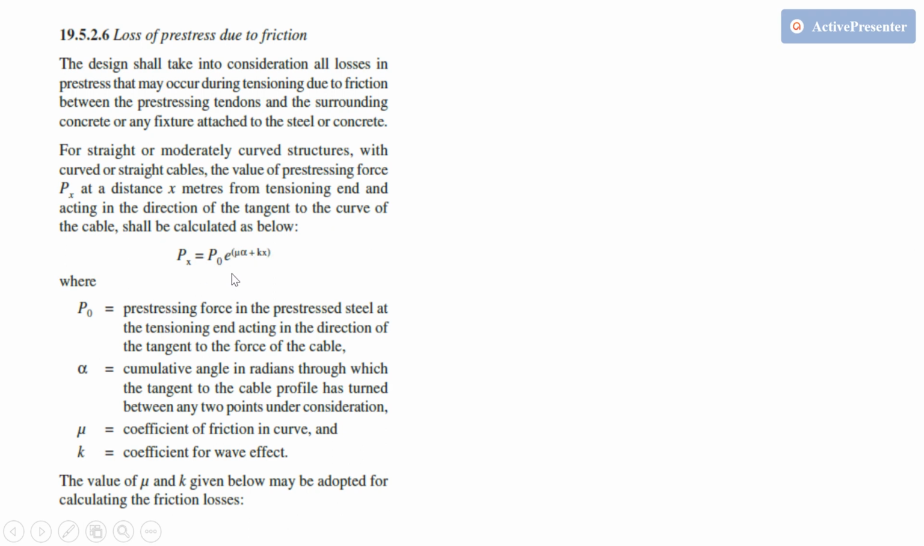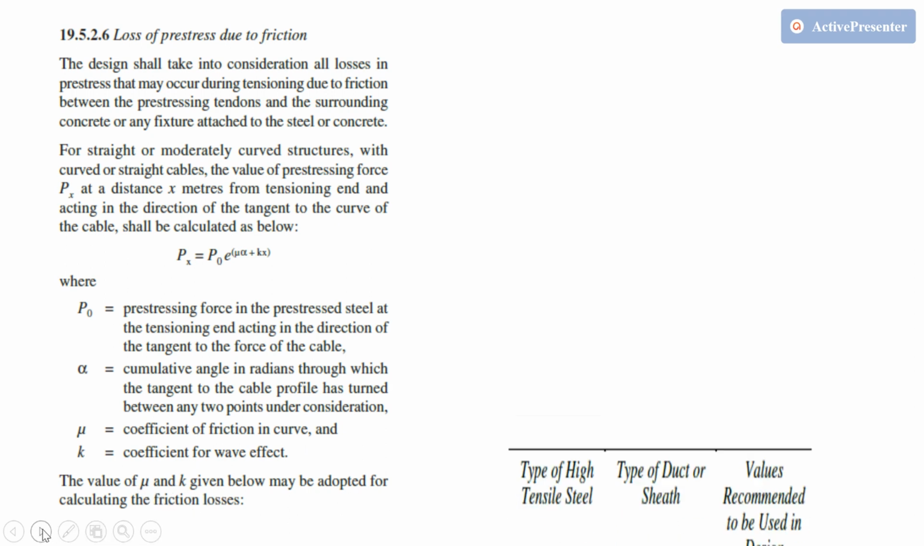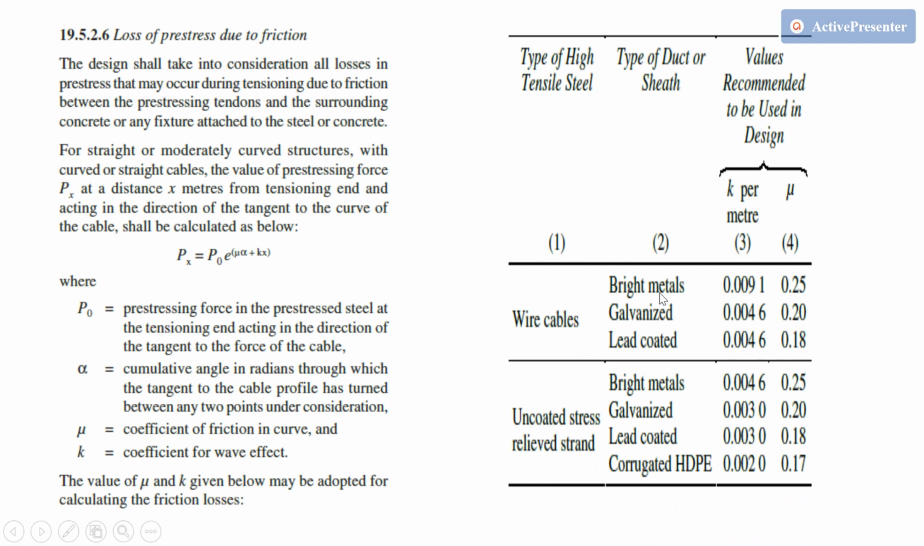Px is equal to P naught into e raised to minus (mu alpha plus Kx), where P naught is the pre-stressing force in the pre-stressing steel at the tensioning end in the direction of the tangent to the force, that is the initial pre-stressing force. Alpha is the cumulative angle in radians, that is how much angle we are providing. Mu is the coefficient of friction in the curve. K is the coefficient of wave effect. The values of mu and K are given in your IS 1343:2012. You can see in the tables. You can take the value for K and mu according to the type of cables used.